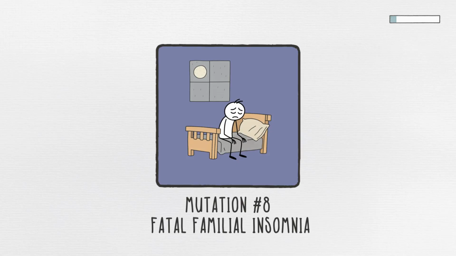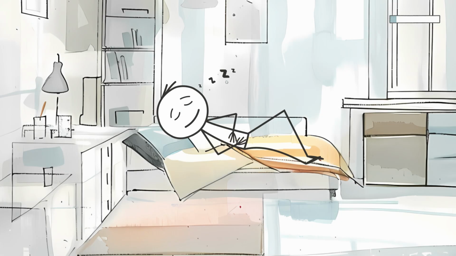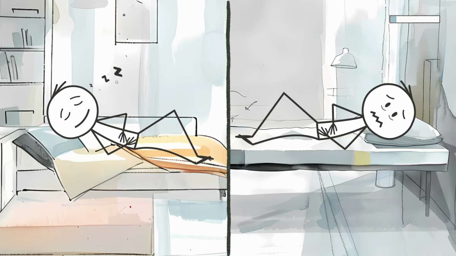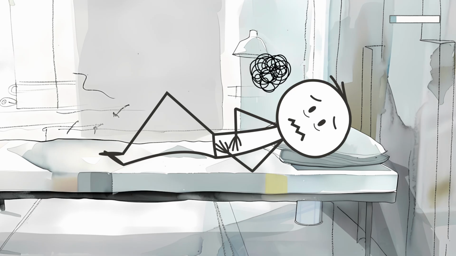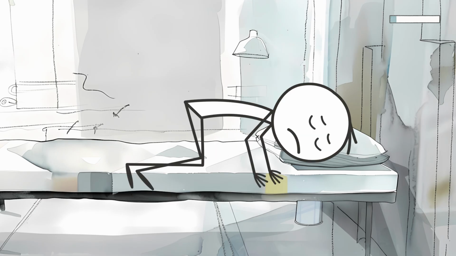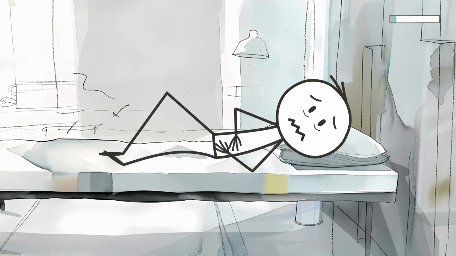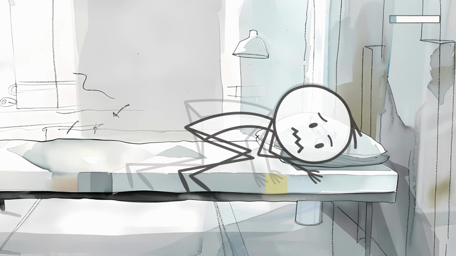Mutation number 8. Fatal familial insomnia. Most people sleep on autopilot, but for some, that system was just built differently. Let's say you're tired, like really tired, but when you lie down to sleep, nothing happens. Not that night, not the next night, not ever again.